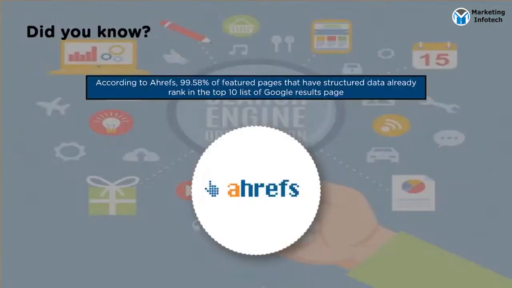So did you know that according to Ahrefs, over 99.58% of featured pages that have structured data already rank in the top 10 list of the Google search results page? So in other words, if you have rich snippets in your page, your chances of ranking in the top 10 of a Google result is going to be very, very good.